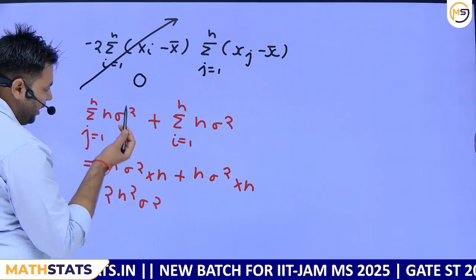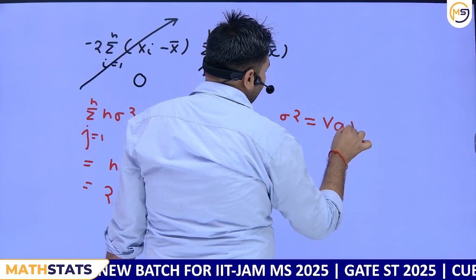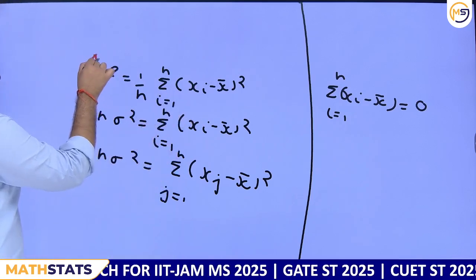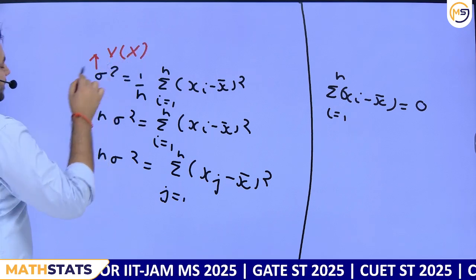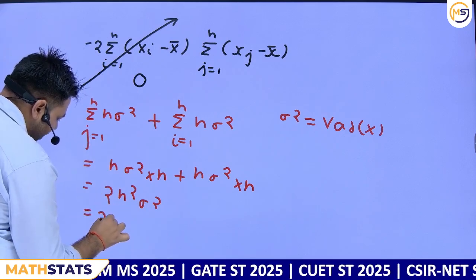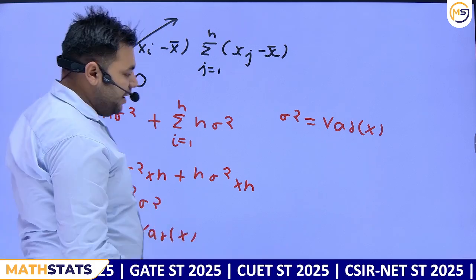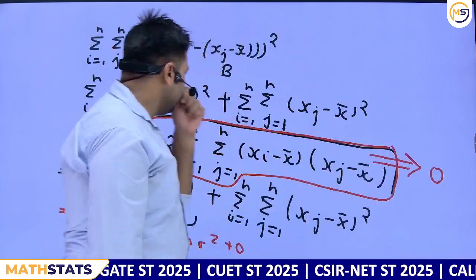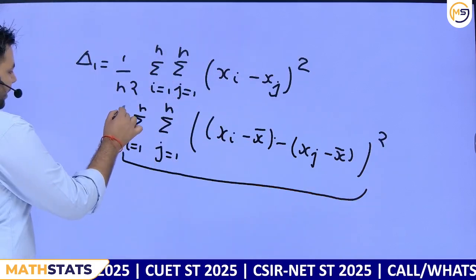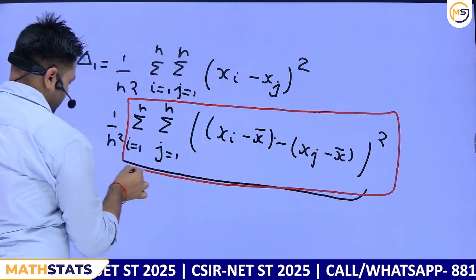And this sigma square is what? This sigma square equals the variance of x. Remember this thing: this sigma square is nothing but the variance of x. So here you will get 2n square variance of x. This is the value of this quantity.